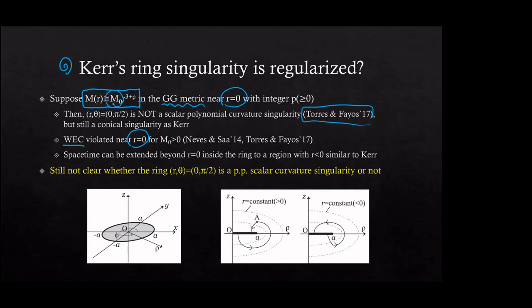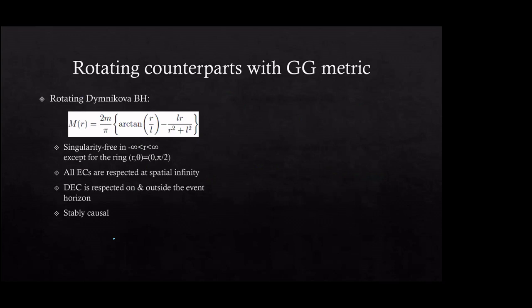And also similar to Kerr, the space-time can be extended beyond r = 0 inside the ring. So the space-time extension is similar. But still, it is not clear whether this ring is a PP scalar curvature singularity or not. And let us see what happens in the case of the rotating Dymnikova and the Fan-1 black holes.